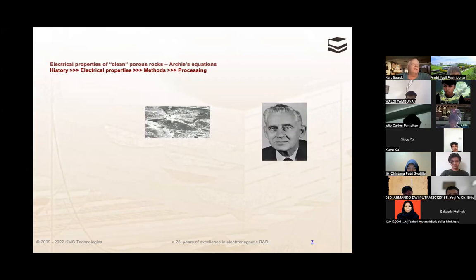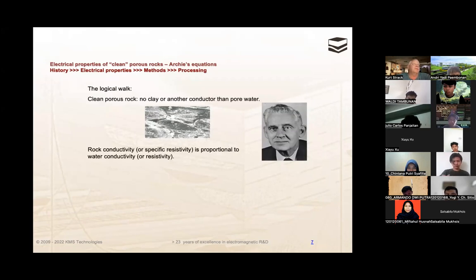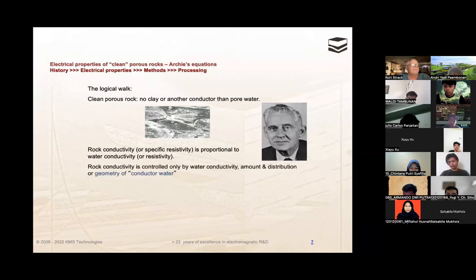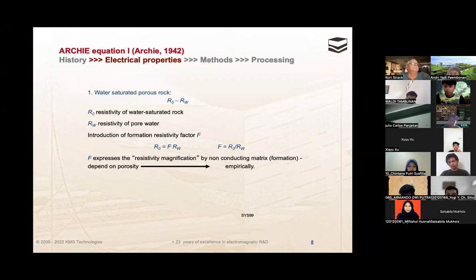We also talked about Archie's law, and Archie's law is a way to look at the resistivity, and we say that a clean porous rock has no clay or other conductors, just the pore fluid, and then the rock resistivity is directly proportional to the water resistivity. And the rock is essentially controlled by the conductivity of the fluid, and this is called conductor water. Water-saturated rock, the resistivity of the rock is directly proportional to the resistivity of the water.